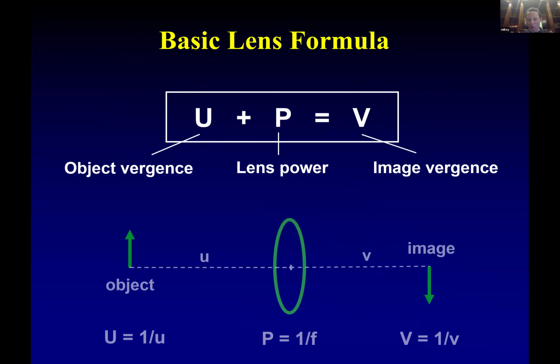And the other reason is there's just so many things we can ask you about. So the object vergence, the light coming off the object, is 1 over the object distance. So big U is 1 over little u. The power of the lens is 1 over the focal length, and the image vergence is 1 over the image distance. So I can ask you about any one of those three, and you have to take a lot of reciprocals to get from distance, vergence, and back.